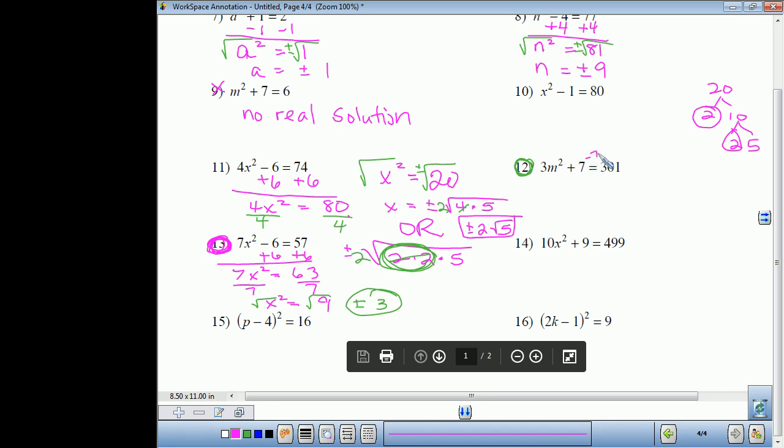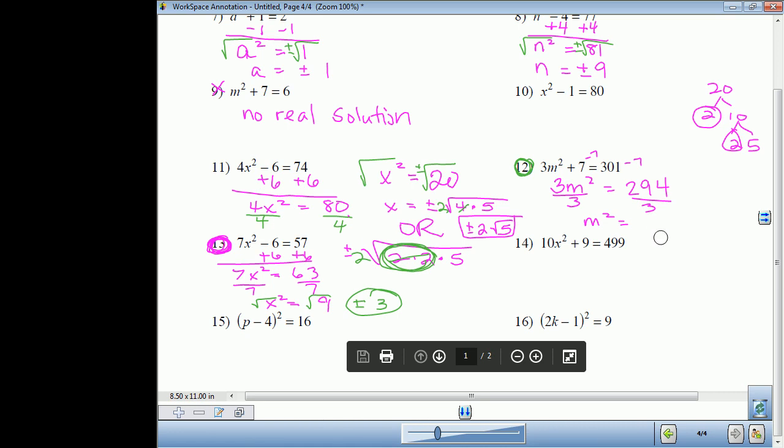So we subtract 7, and so we get 3m squared equals 294. Divide by 3. It's 98. You're correct. And then we take the square root of that, which will give us plus or minus.